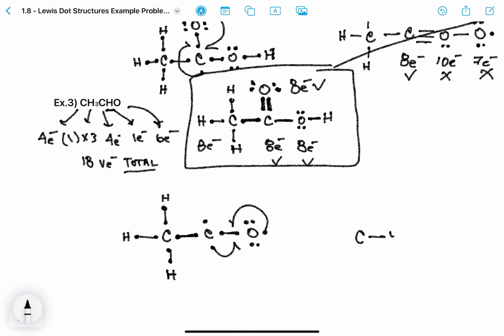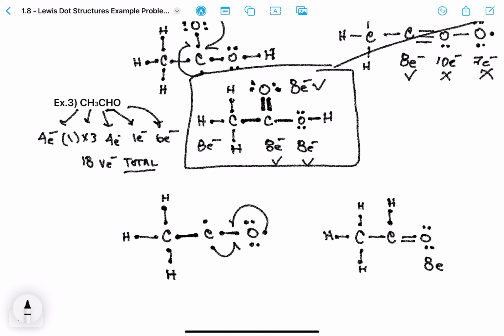So that looks like this. And now I have an electron. And so we have 1 remaining hydrogen. So if I put that hydrogen there, and now I can count my electrons.